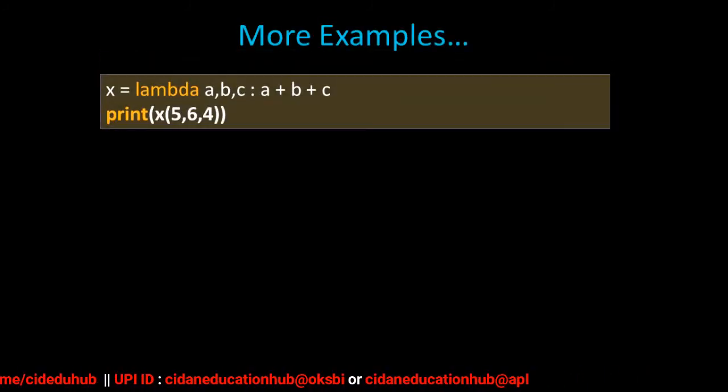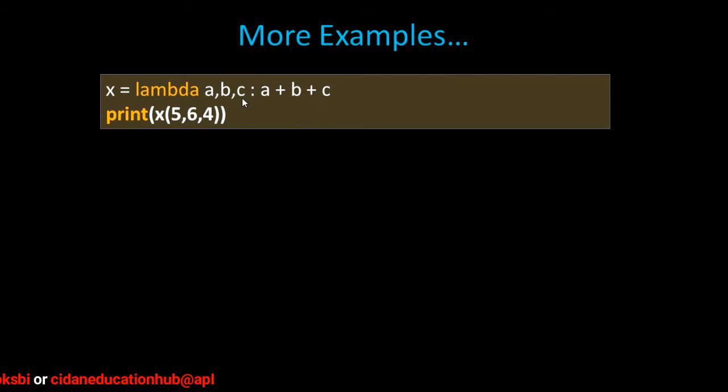Let us suppose we have x, and I am calling lambda and passing 3 arguments, and it will return a plus b plus c. Then it will return the addition of 5, 6, 4 when we pass 5, 6, 4 to our x. You can practice these things and you will get the result as you want.